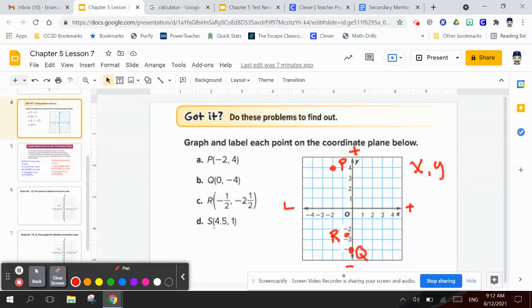The last one is S, which is (4 1/2, 1). So I start at 0. I go to 4 1/2, and y tells me I go to 1, which is up 1. And I put my letter S there for that value.